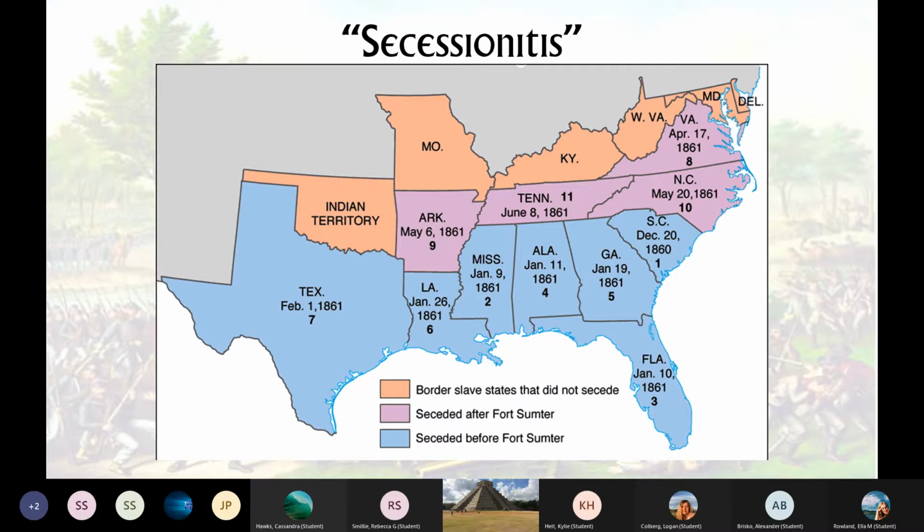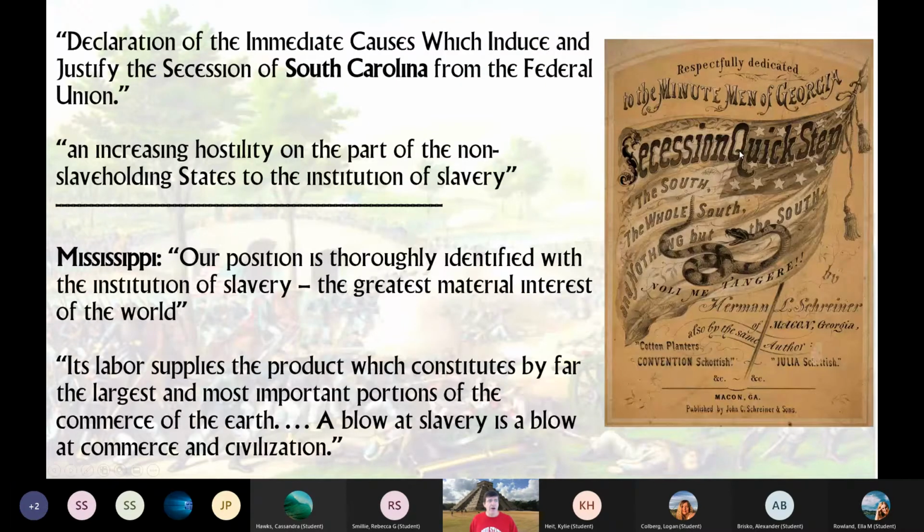But there's going to be a lot of debate about why the United States split apart and the South started the Civil War. But let's be very clear about it. In 1861, everybody knew what it was. Everybody knew. Here are documents from two states. Oh, by the way, the Secessionist Quick Step, this song, it's actually a pretty good song. But South Carolina and Mississippi, the first two states, and these are excerpts, and one of them is used in your DBQ, give the reason why they seceded.